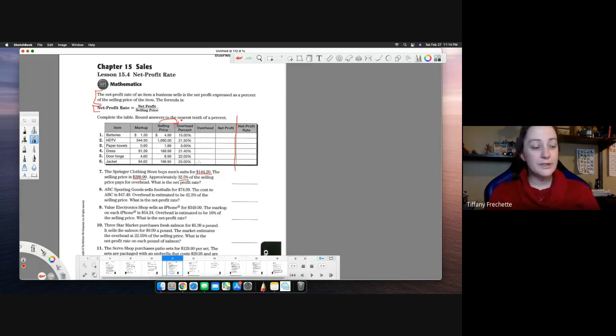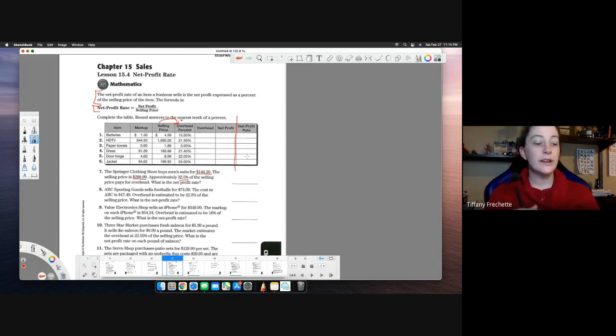Then we simply subtract our overhead from our markup so that we know how much we're actually making. Remember, markup is how much we made on the item, but we have the overhead costs. Those are extra costs, not necessarily the cost of buying the item, but other costs such as storage, employees, things like that. We subtract them as overhead. We subtract those two amounts so we know the actual net profit. Then we divide that by the selling price to get our percentage.